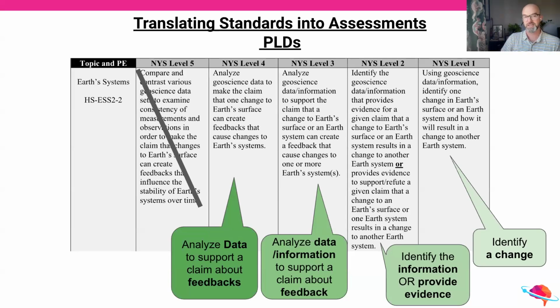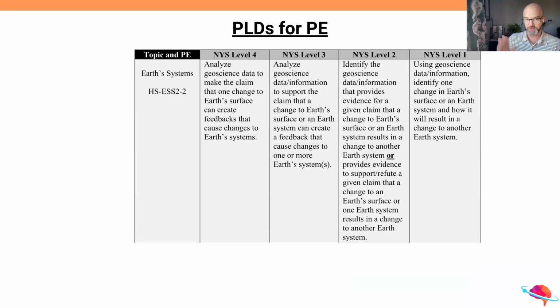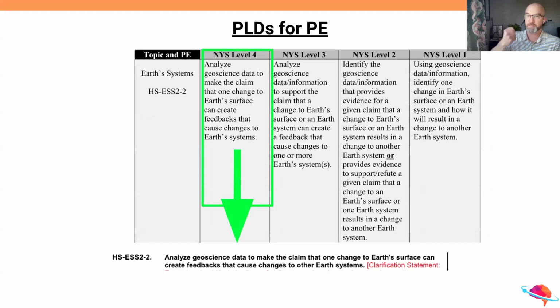All right, great. So now onwards. Let's talk about calibrating assessments with those PLDs. When we're looking at those PLDs, for this image, I have removed the level 5, because right now level 4 is what's most important. And that level 4 is going to be the performance expectation. So you're going to see: analyze geoscience data to make the claim that one change to Earth's surface can create feedbacks that cause changes to Earth systems. And you're going to see that same thing on the performance expectation.